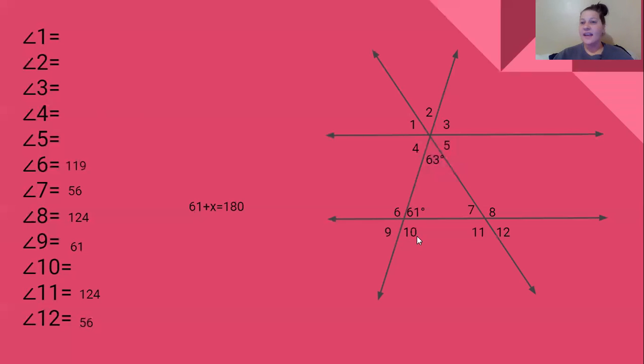And again, 10 is our vertical. So angle 10 is congruent to angle 6. So angle 10 is also 119 degrees.